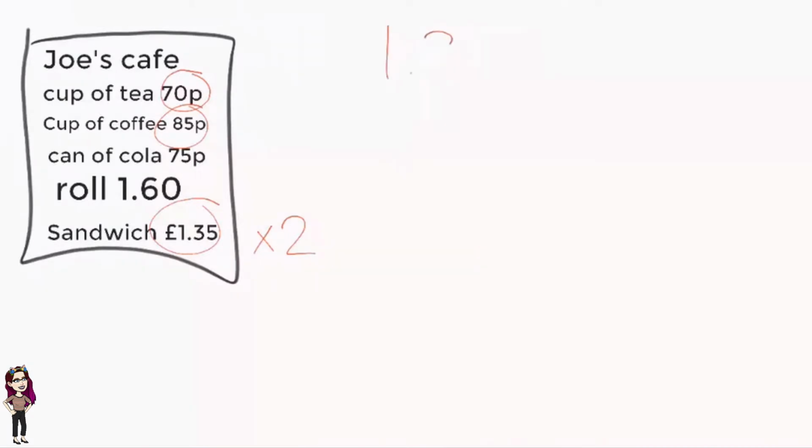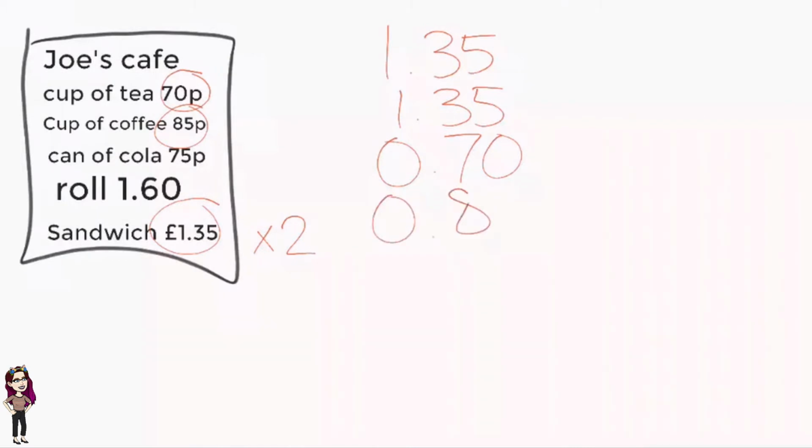So we know that he bought 2 sandwiches, so that would be £1.35 twice. We know that he bought a cup of tea, and we know that he bought a cup of coffee. So we need to add this together. So we know that 5 plus 5 is 10, plus 0 is 10, plus 5 is 15. We're going to carry the 1 over to the bottom.